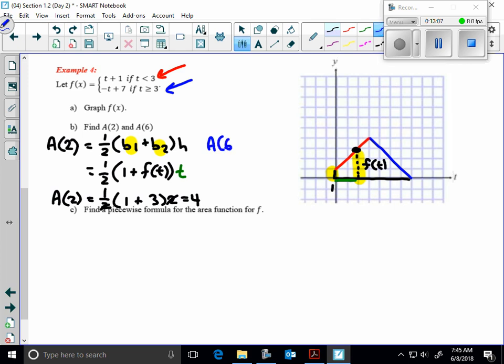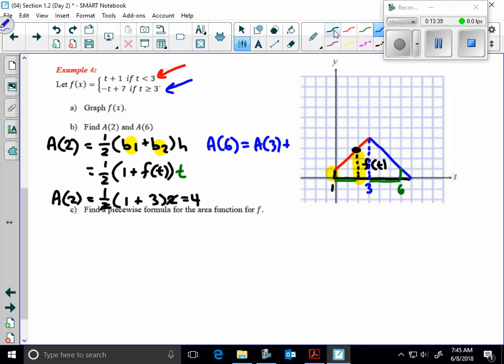Okay. Now to find the area if x is 6, I got some more work to do, right? What I would do is I would need to find the area under the red curve first, which means I would do the same as I did for the area of 2, except put a 3 in there. So let's do that first. Let's talk about what that area would be, and then we'll move on to finding the area from 3 to 6, and we'll add that to that. Okay. So let's do A of 3 first.